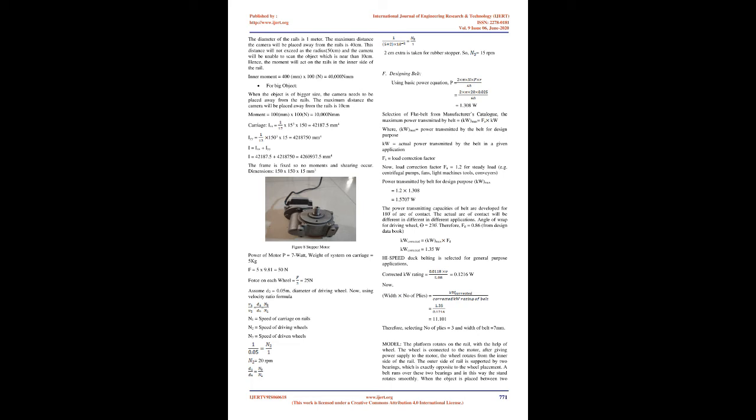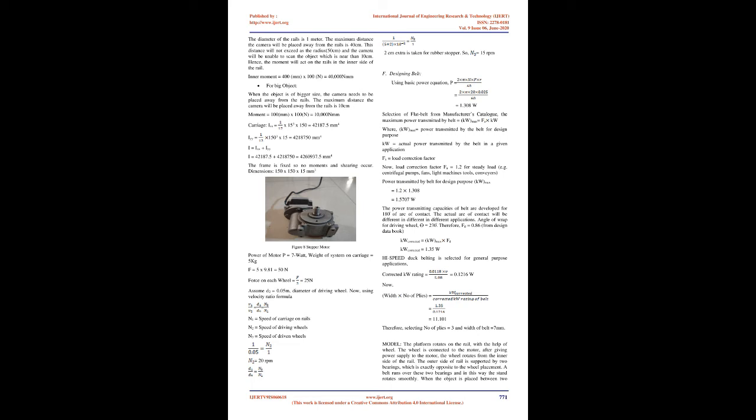So, N equals 15 rpm. For designing the belt, using the basic power equation, P equals 1.308 kW. Selection of flat belt from manufacturer's catalog.